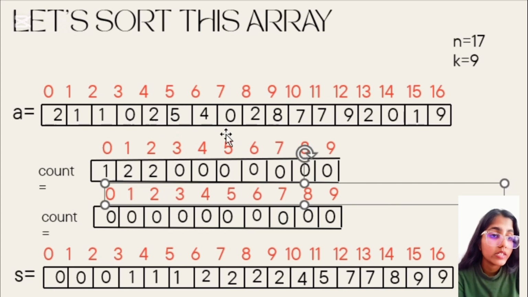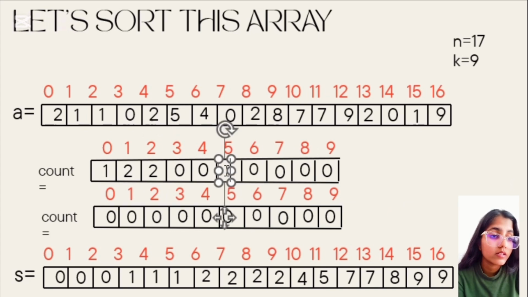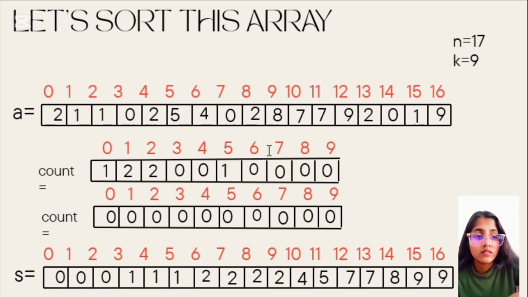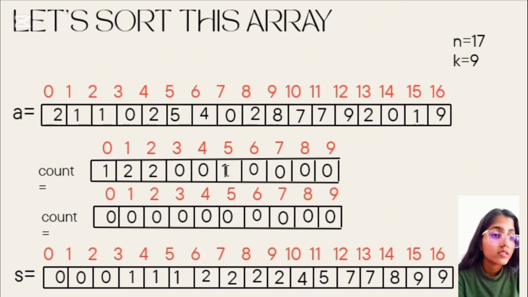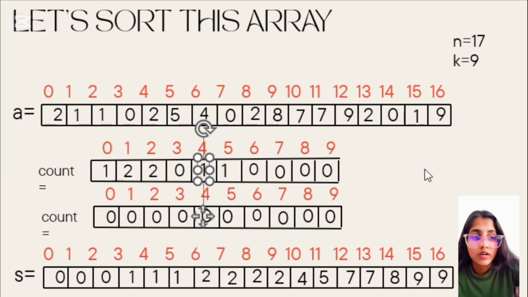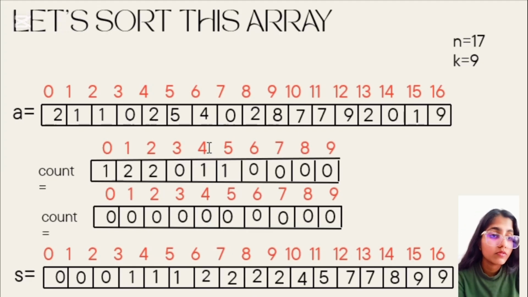Then you will meet 5. So you must update the count array here as 1. You increment index 5 of the count array by 1. Then you must move to the next element. The element is 4. After meeting 4, you must increment the count array by 1, so you update the fourth index of the count array as 1.